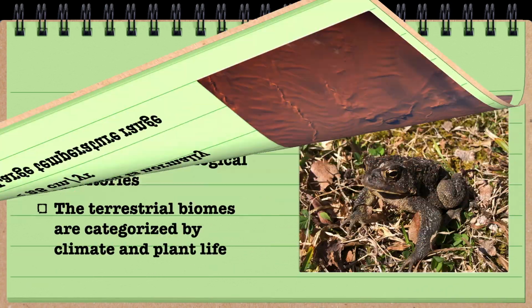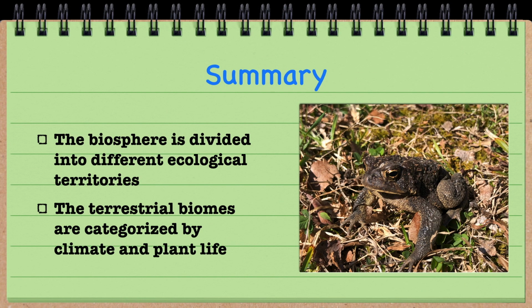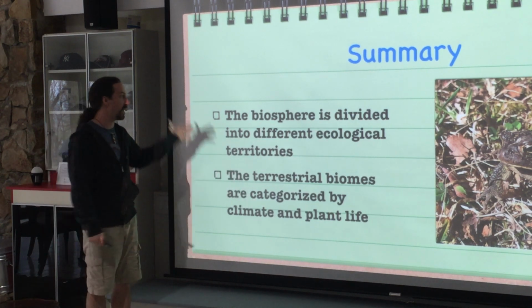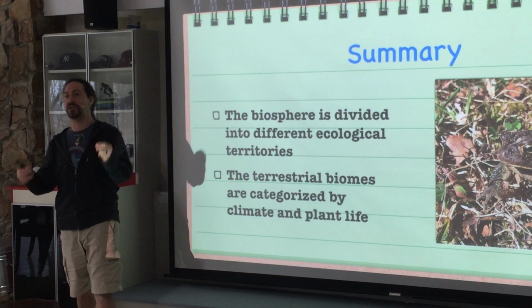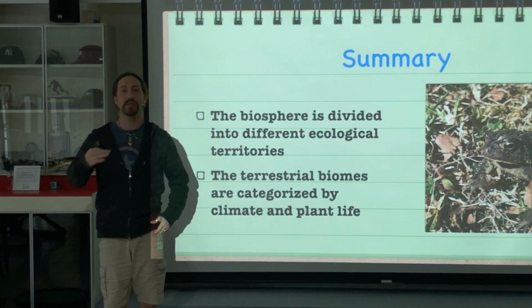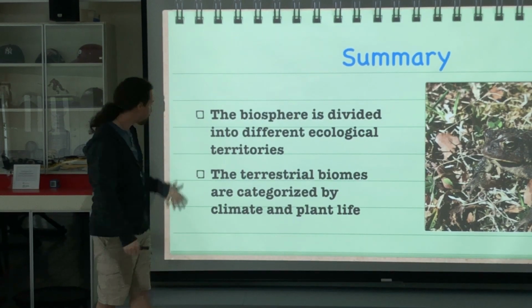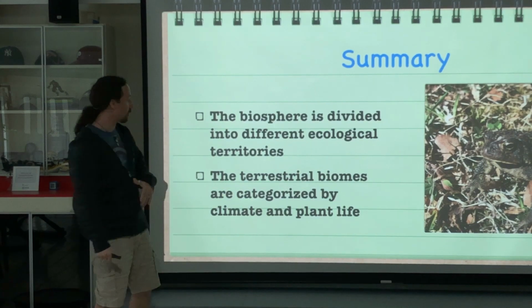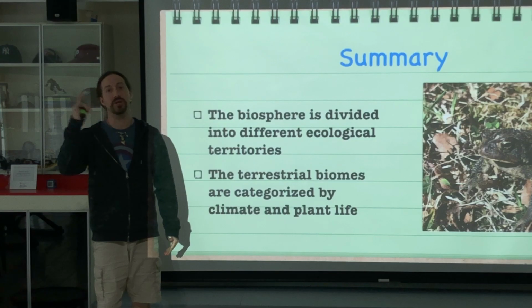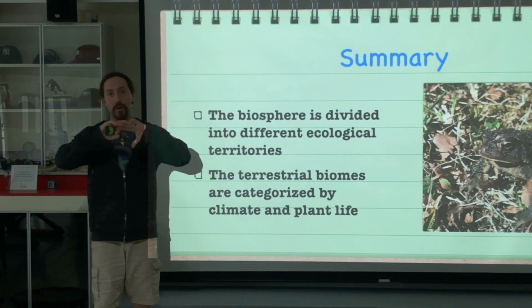Moving on, we take ourselves to the summary. This is it, guys. This is the end. The biosphere, you should all recognize at this stage, is divided into different ecological territories, which we happen to call biomes. And for us, you need to know those 8 terrestrial biomes. The terrestrial biomes are categorized typically by climate, the amount of precipitation that they have, and the plant life that exists there, which is going to be obviously based upon the amount of sunlight that those areas get, and also the nutrients in the soil. But that overall is how we categorize our biomes.